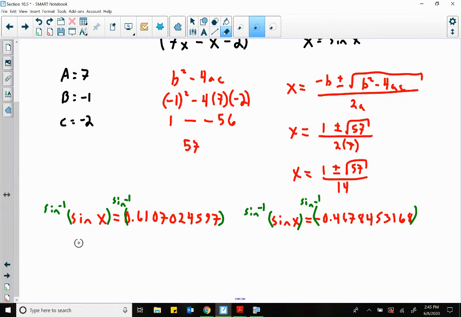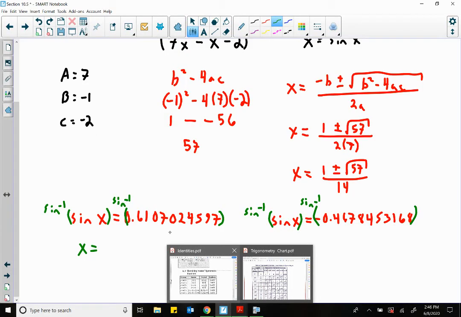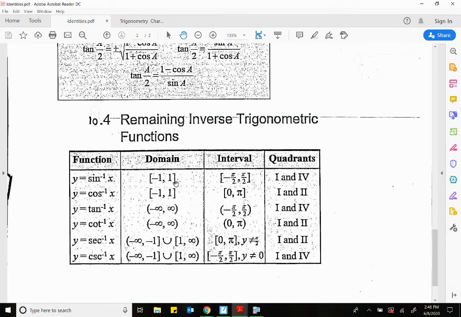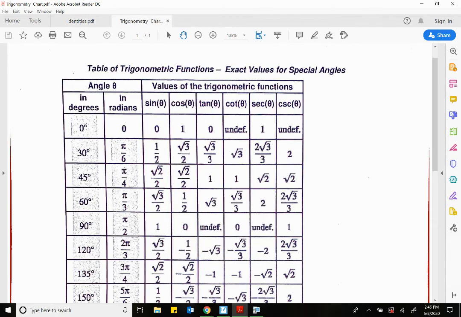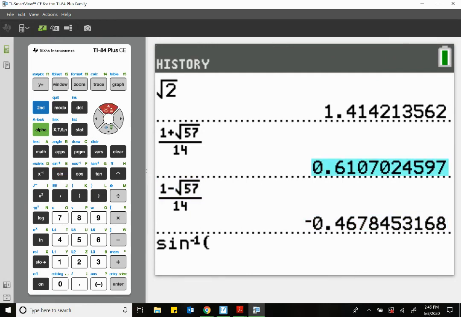All right. So x equals. Okay. So we go back to this and double check these. Can we run the inverse on these? And yes, this guy is between negative 1 and 1. This is between negative 1 and 1, which is what it says it has to be. You can't go to your chart to do this because none of those values are on there. So again, this is where we have to rely on our calculator. So we're going to run second sine, and I'm going to go up and grab that number.